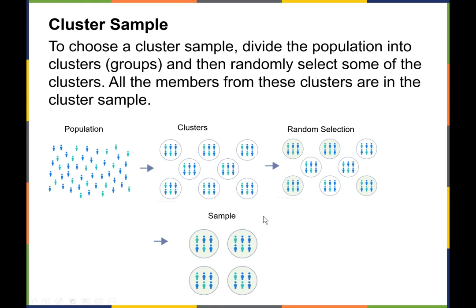So here's my restaurant. Everybody's at a table. I randomly select these 4 tables, and then I perform my survey or whatever statistic I'm doing on that sample. So that's cluster sampling.